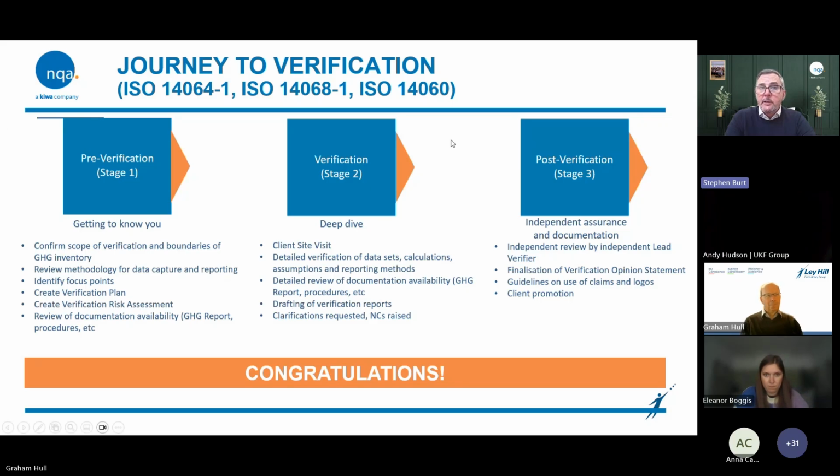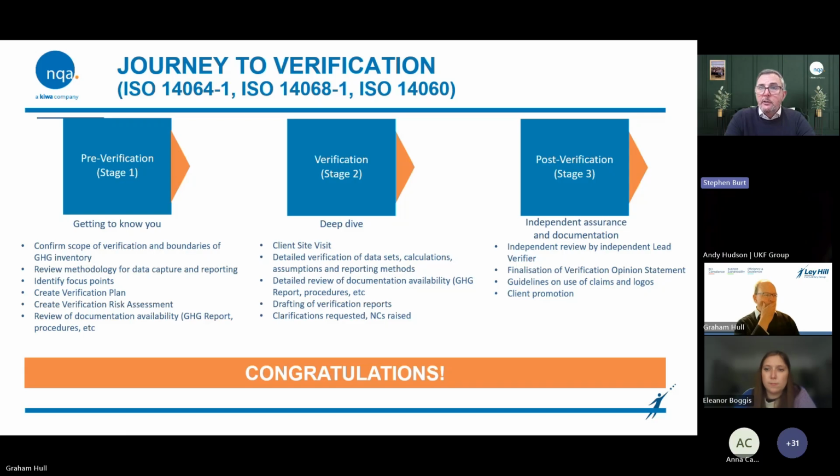And interestingly, the 14060 net zero standard is based again on the 14064 greenhouse gas quantification standard. So one leads to the other, which is great. So the process which we follow for a verification, we do what's called a pre-verification.